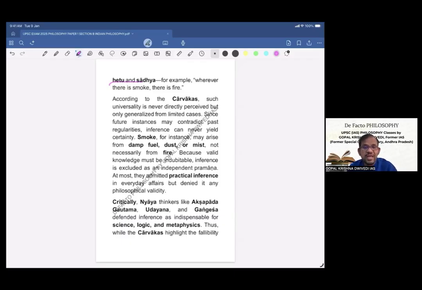Smoke, for instance, may arise from damp fuel, dust, or mist, not necessarily from fire, because valid knowledge must be indubitable. Inference is excluded as an independent pramana. At most, they admitted practical inference in everyday affairs, but denied it any philosophical validity. So, till here, this is the exposition, or the main answer.